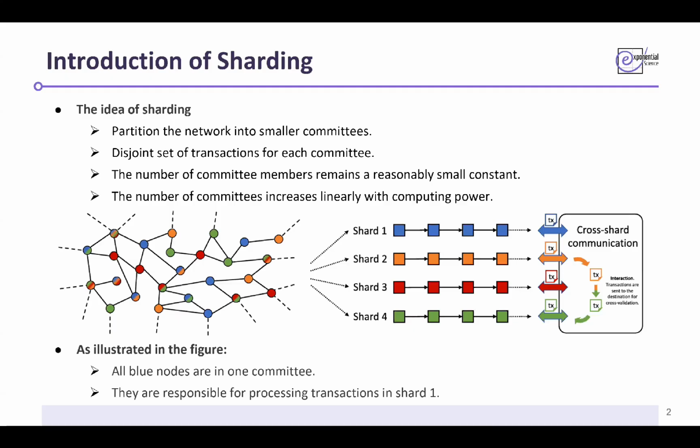Sharding was initially proposed for traditional distributed databases and is a well-researched scalability technique. In blockchain, sharding is also used to improve scalability. The basic idea is to divide the network into many small committees, each with a reasonably small constant number of members.